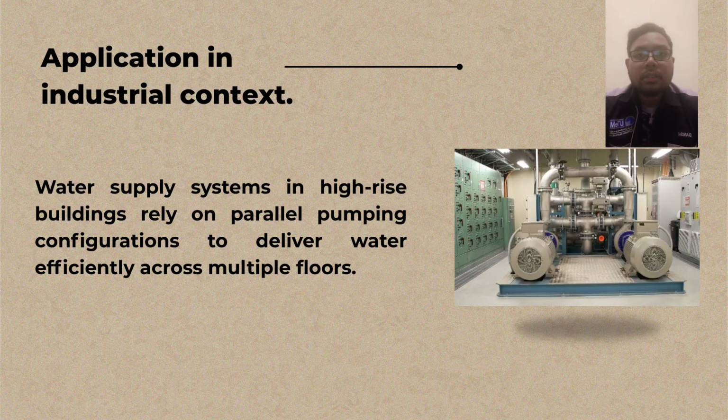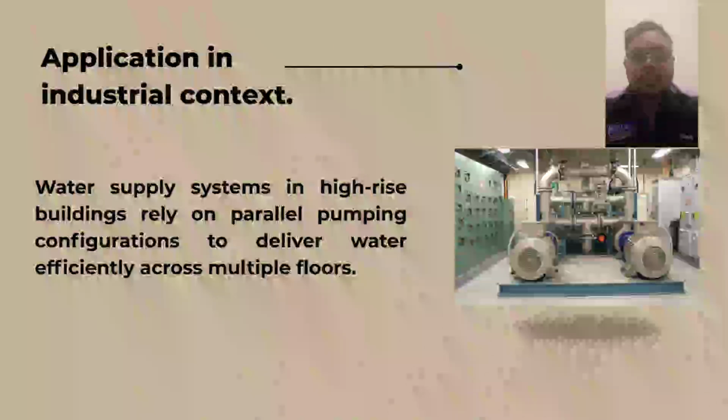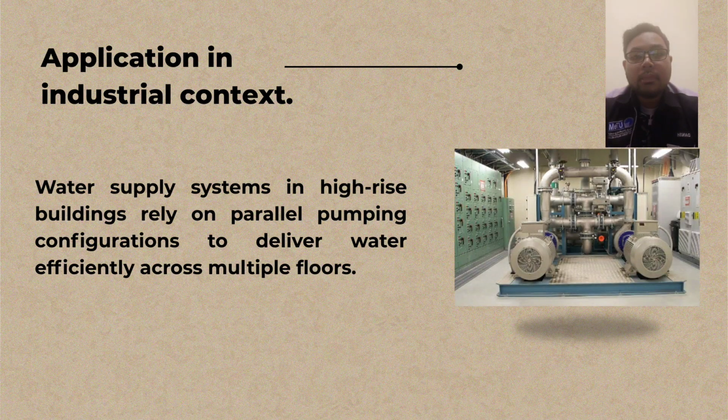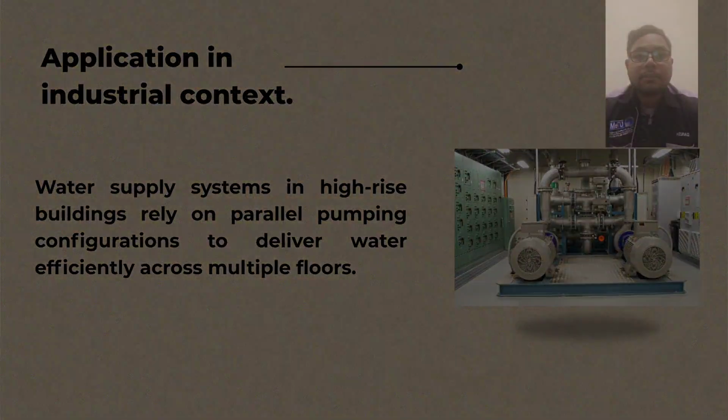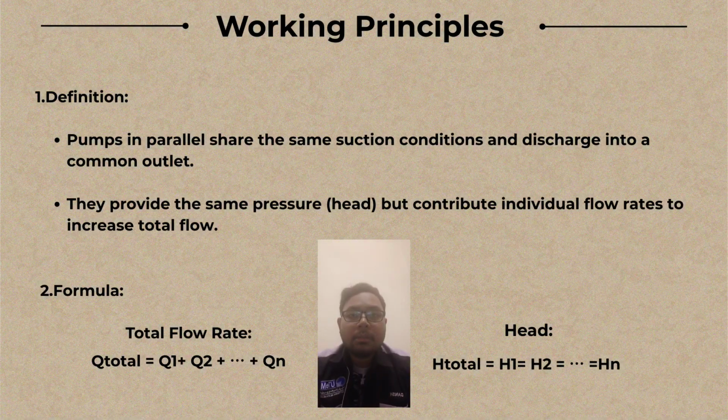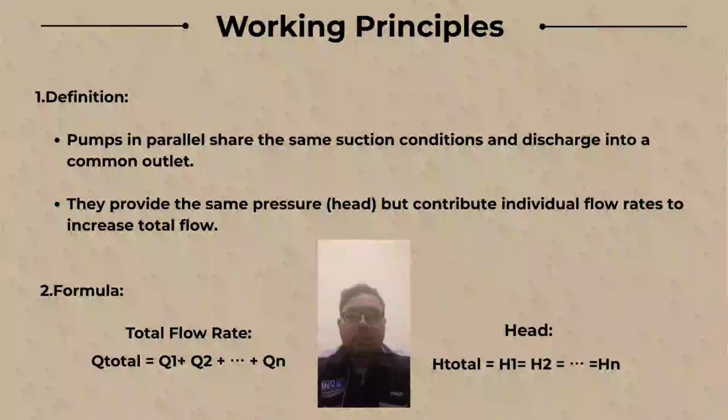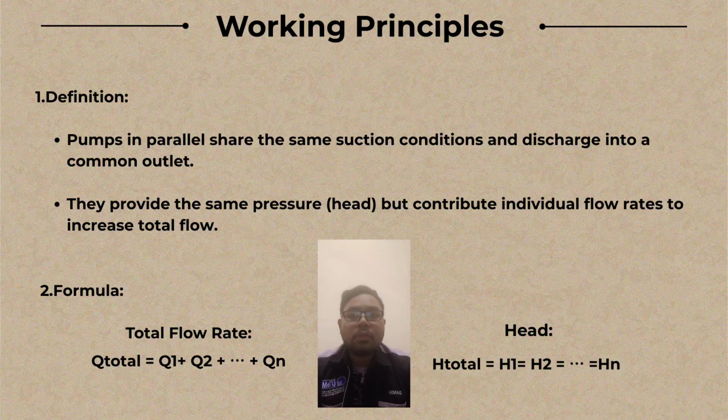Next, for the system pump can be used in the industrial context, which we can see in the water supply system in high-rise buildings, which rely on parallel pumping configuration to deliver water efficiently across multiple floors. For the working principle, pumps in parallel share the same suction condition and discharge into a common outlet. They provide the same pressure head while contributing individual flow rates to increase total flow.